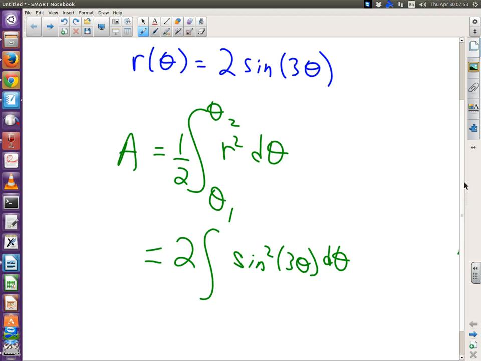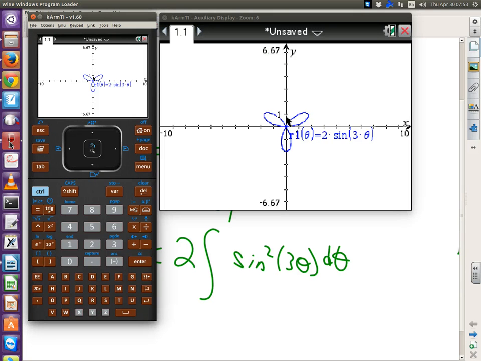Now, what are the limits of integration? All right, well, now let's go back to the graph. And let's just trace this thing. All right, so where's your trace?